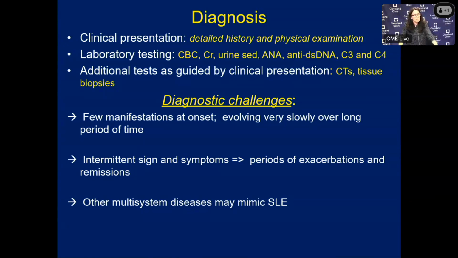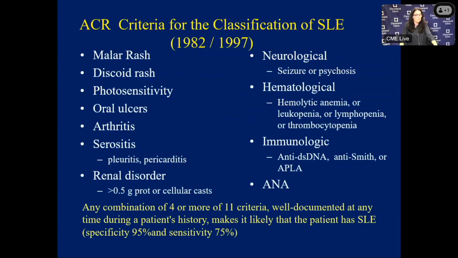And there are many other multi-system diseases that may mimic lupus, since there is so much multiple organ involvement with this disease. We all know the American College of Rheumatology criteria for the classification of lupus, and they can be very handy to think about all the organ system involvement. Any combination of 4 or more of 11 criteria that are well documented at any time during a patient's history makes it likely that the patient has lupus. These are the specificity and sensitivity listed below.